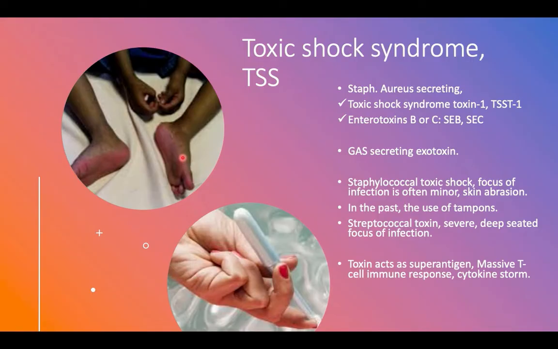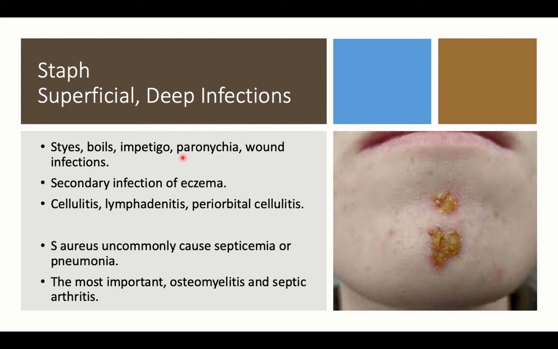Paronychia, which is inflammation of the skin around the nails, can occur with staphylococcal infection. Also wound infections, suspect always Staph aureus. Secondary infection of eczema is a very important complication of eczema, most commonly also with staph, with streptococci, and finally with herpes simplex.